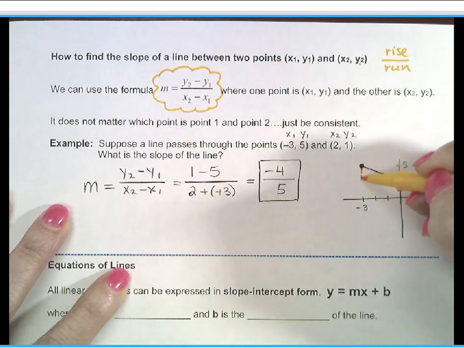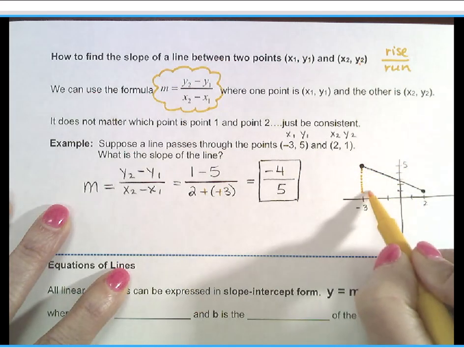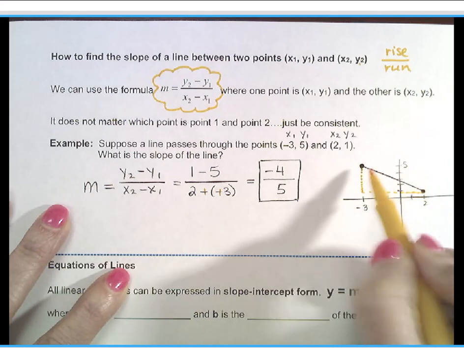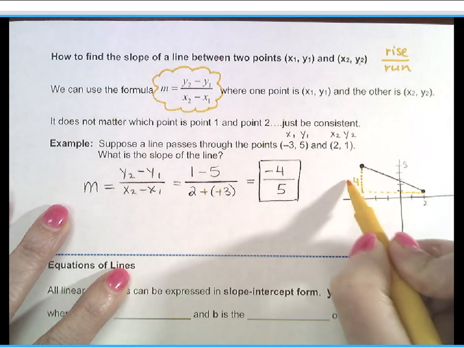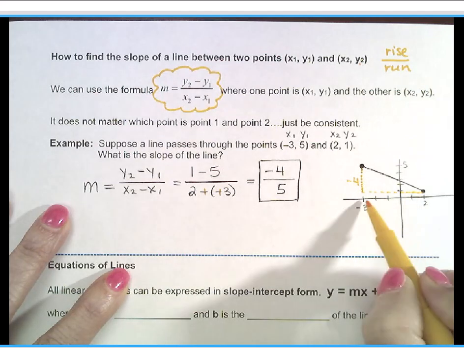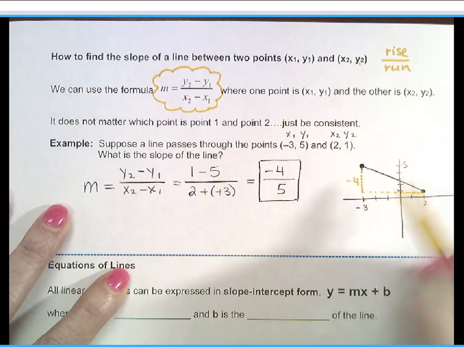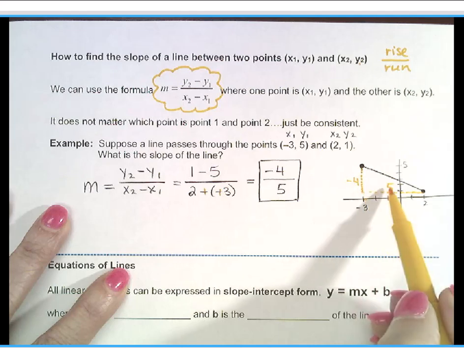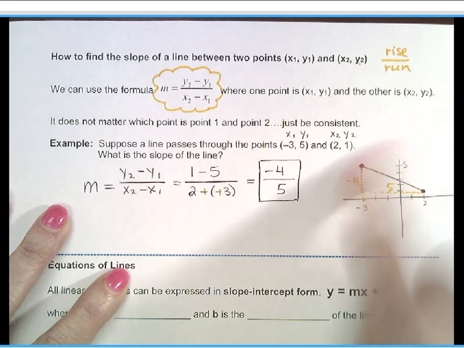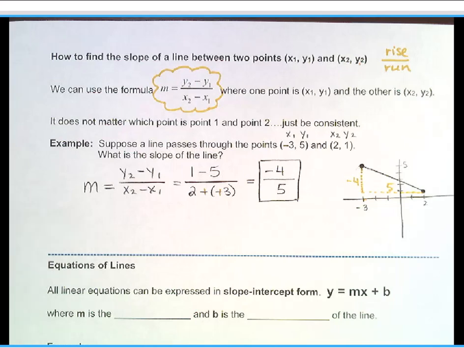So I would have to drop down, and then I would have to run. So I'm at 5, I'm dropping down to 1. That's a distance of 4, and I dropped. And then from -3 all the way over to 2, that's a distance of 5. So -4 divided by 5. So you can totally do it this way if you don't remember the formula. But if you can maybe remember the formula from your last math class, if you kind of already have it partially memorized, it's a really good one to use, and then you don't have to waste paper drawing a graph. But either way you want to do it is fine.